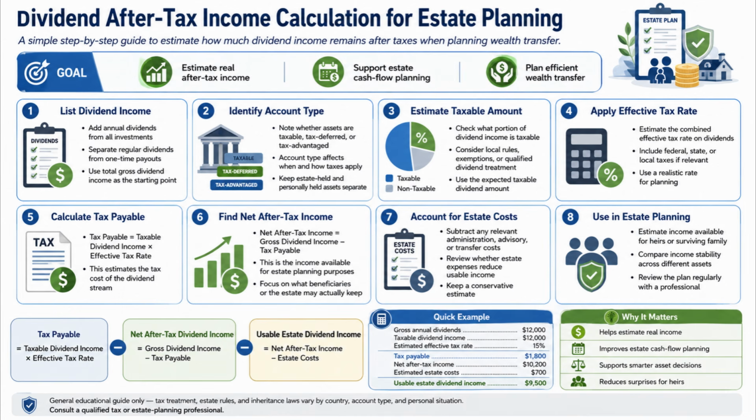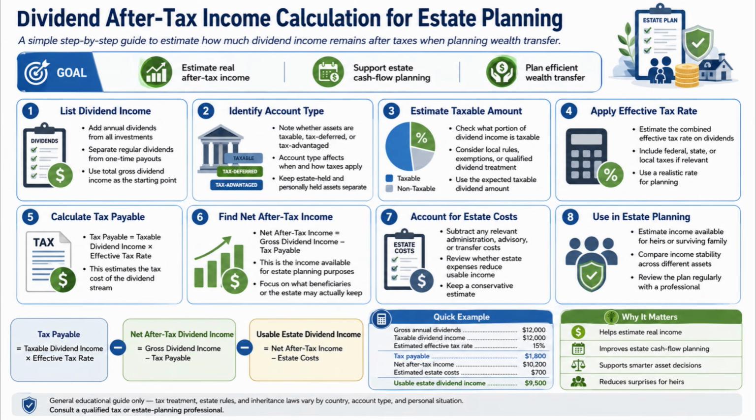Moreover, it is also important to account for estate costs. These may include administration costs, advisory fees, transfer costs, or other expenses related to managing or settling the estate. By subtracting those costs from the net after-tax income, you can estimate the usable estate dividend income. This is the figure that helps with practical planning because it reflects the income that may truly be available.